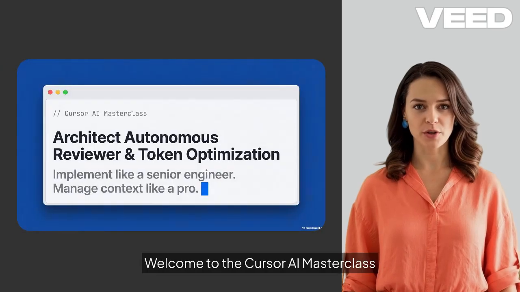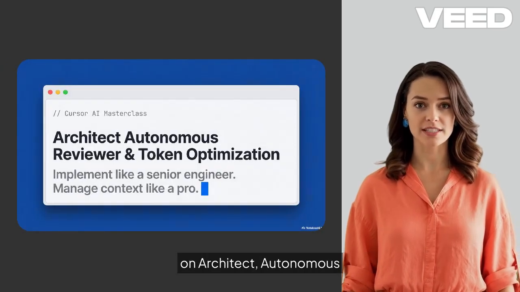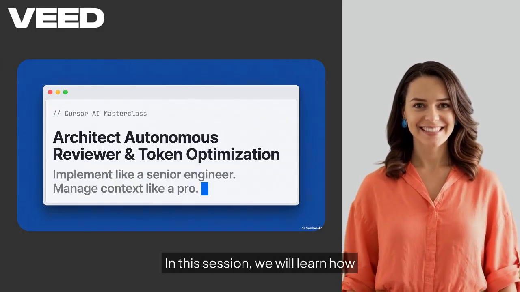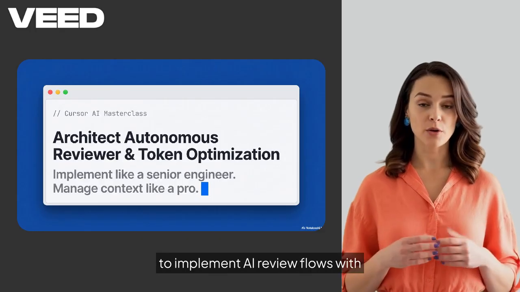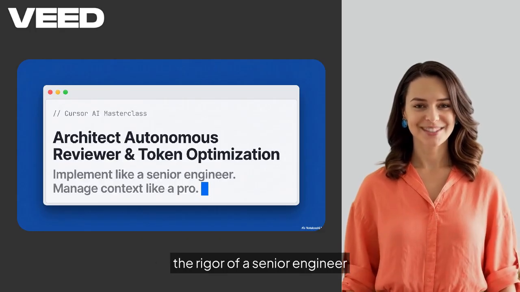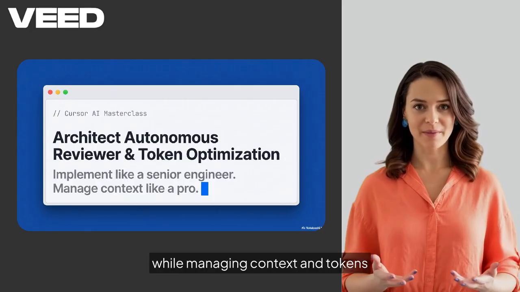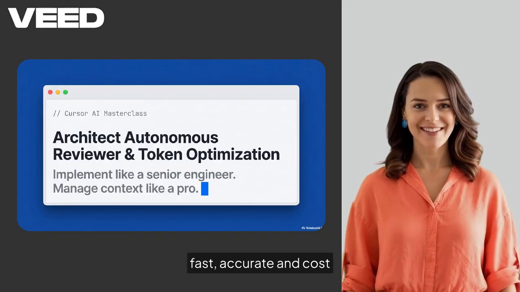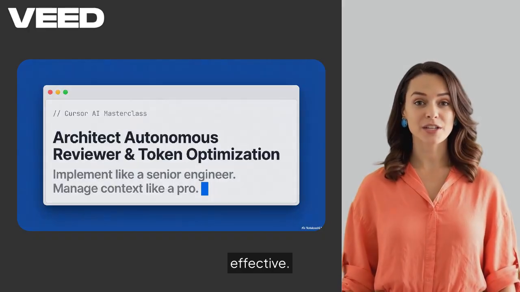Welcome to the Cursor AI Masterclass on Architect Autonomous Reviewer and Token Optimization. In this session, we will learn how to implement AI review flows with the rigor of a senior engineer, while managing context and tokens efficiently so your agents stay fast, accurate, and cost-effective.